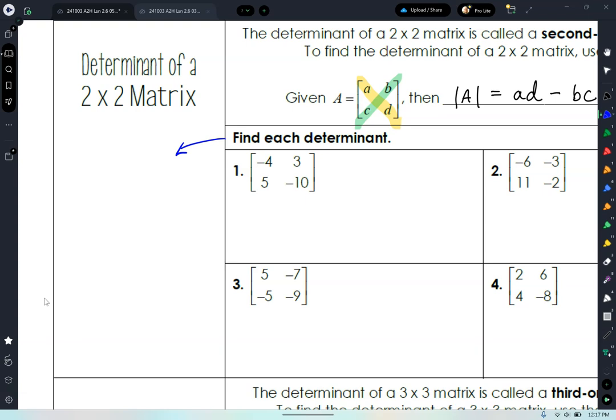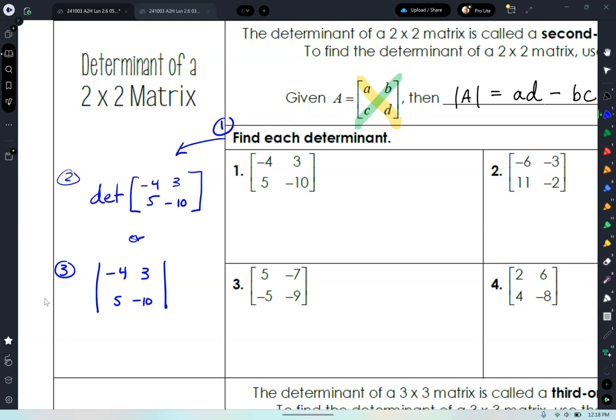So we're going to find each determinant, okay? And I just want to be clear that I could ask you by saying the words, find the determinant. That's one way I could ask you that question. Another way, I could just put DET, and then in brackets, I could do something like -4, 5, 3, -10. That's another way that I could ask that question. That means find the determinant of that matrix right there. Or a third way that I could ask that question is I could go straight bar, -4, 3, 5, -10, straight bar.